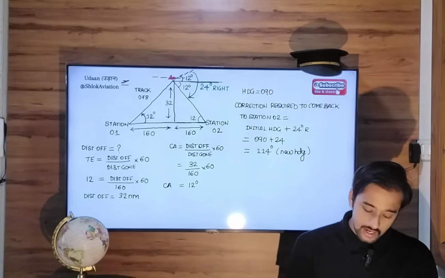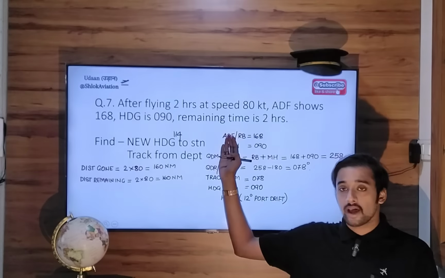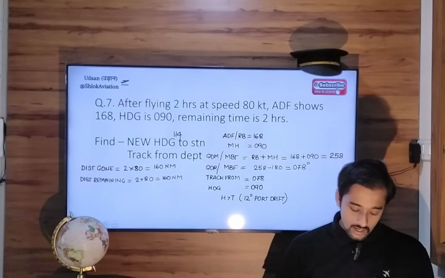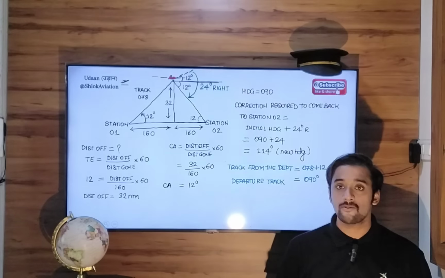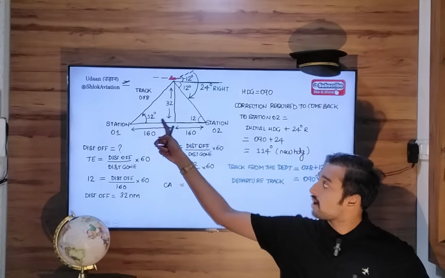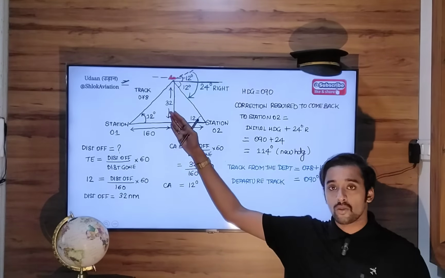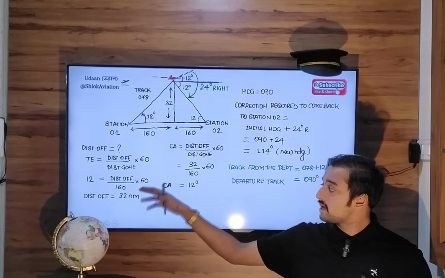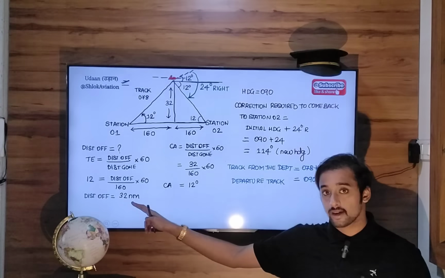So this is how you do the sum. You first start with finding out the distances, then using the ADF and heading information, finding out track away from the station. When you know the track you are flying and the heading you are flying, you will calculate drift. With the drift calculated, you will draw the first part of the triangle, which is this part, where you are flying away from the station.